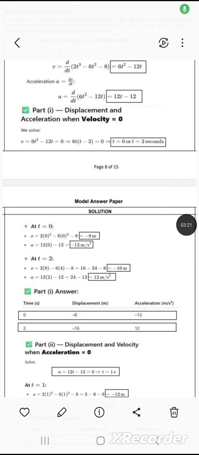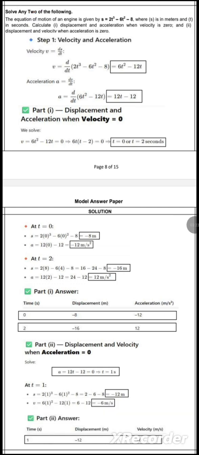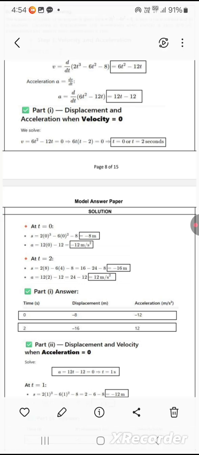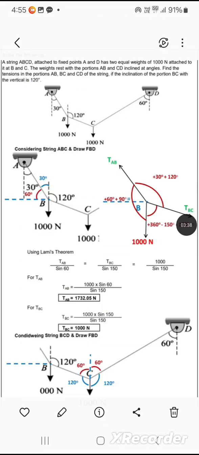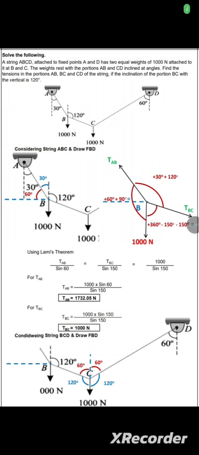These are very easy examples, you can practice them. This uses calculus to analyze motion described by a given position time function. So this is very easy, study it, don't skip it. Next, let's see the next example.